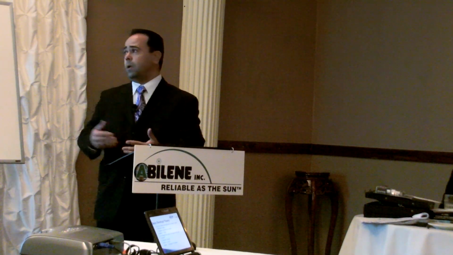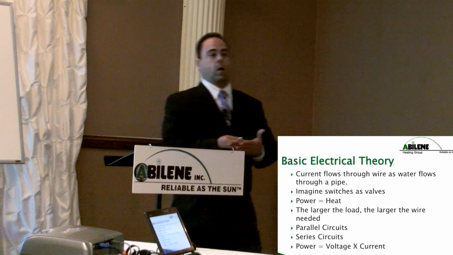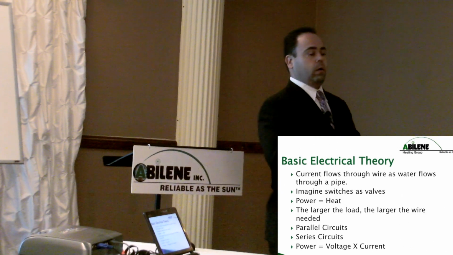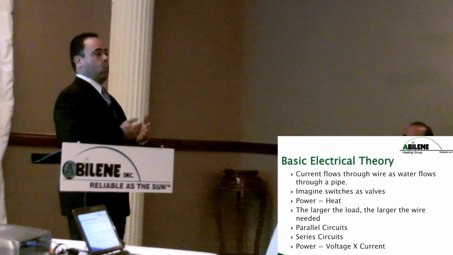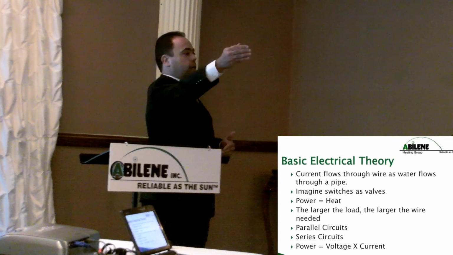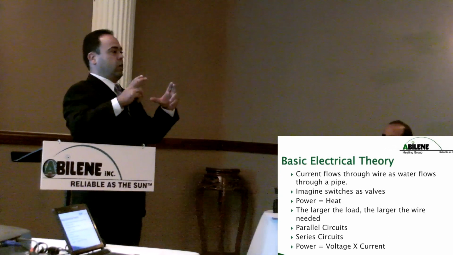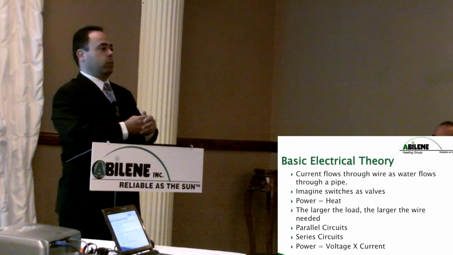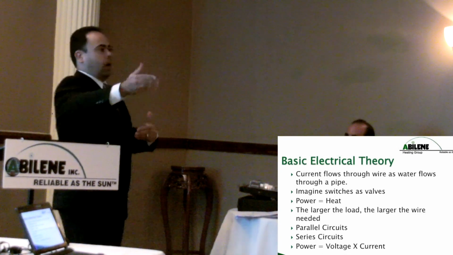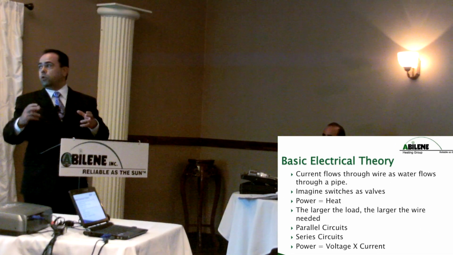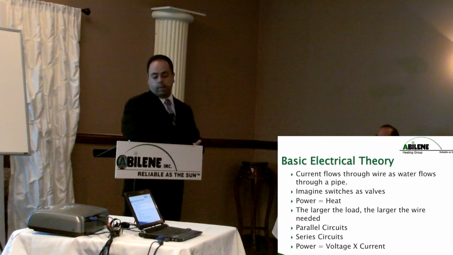I always like to start out with real simple. Current flows through a copper wire, just like water would flow through a pipe. If I have to get more water down to the end of the line at a quicker rate, what do I do? I increase the size of the pipe. So we do the same thing with wire. If I have to get more power down to the end of the line, I have to increase the size of the wire. So current always flows through wire as water flows through a pipe.